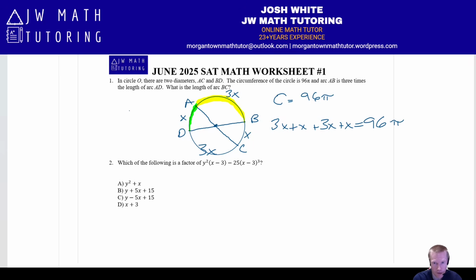Let's see, 3, 6, 7, 8. 8x equals 96 pi. Divide by 8. x equals 12 pi. So they want to know the length of arc BC. That is just one of the smaller ones, which is just equal to x. So the correct answer for this problem is just going to be 12 pi. If the question had asked for the length of one of the longer arcs, of course, then you would just take the 12 pi, multiply it by 3, and your answer would be 36 pi.